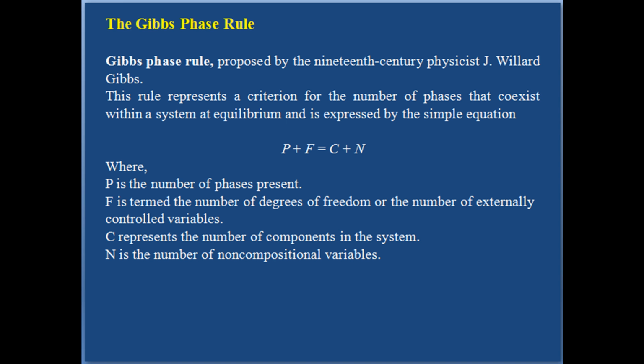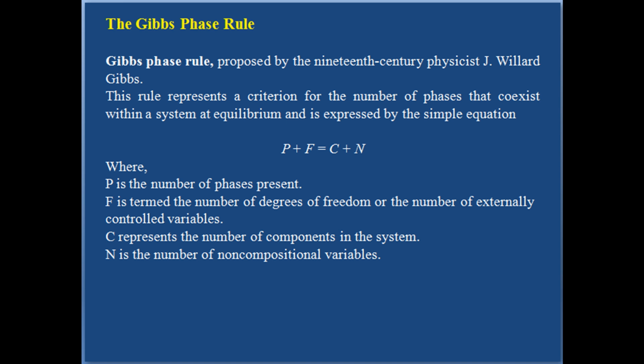The parameter F is termed the number of degrees of freedom, or the number of externally controlled variables, for example temperature, pressure, and composition, that must be specified to define the state of the system completely. Expressed another way, F is the number of these variables that can be changed independently without altering the number of phases that coexist at equilibrium.